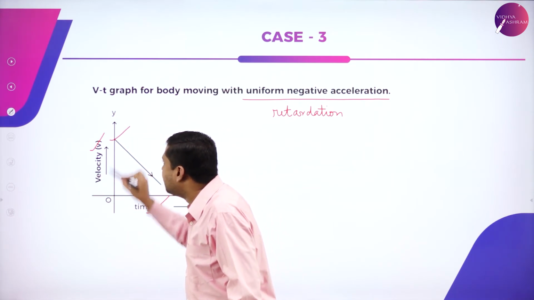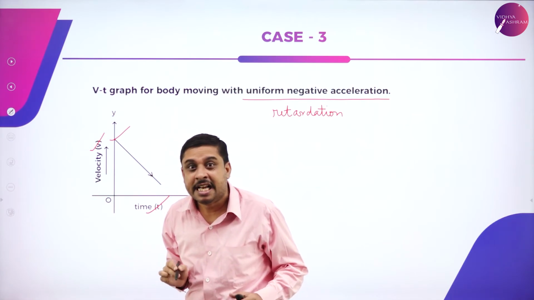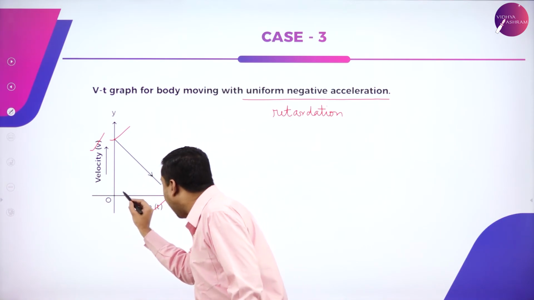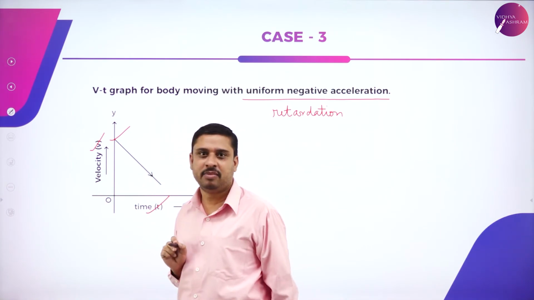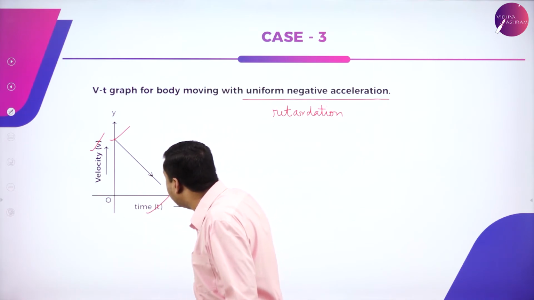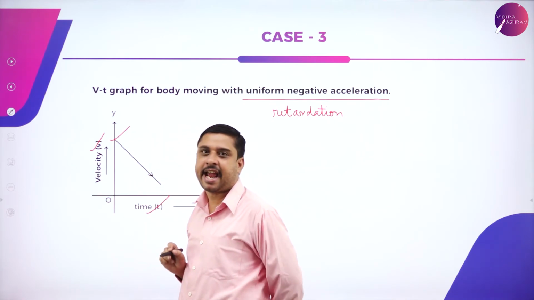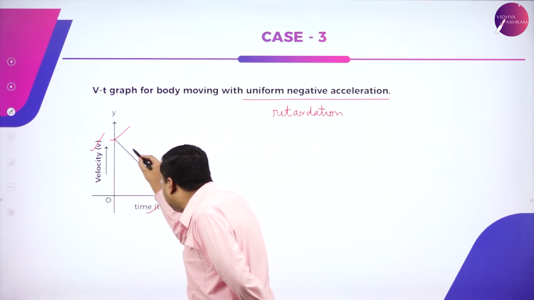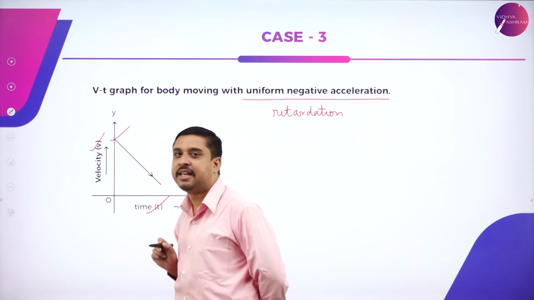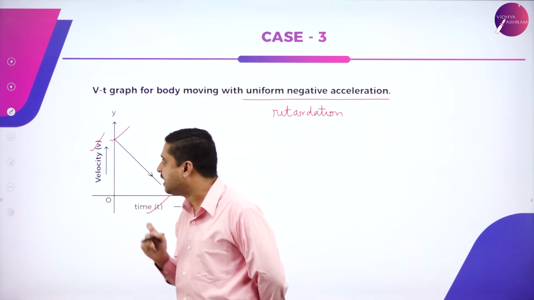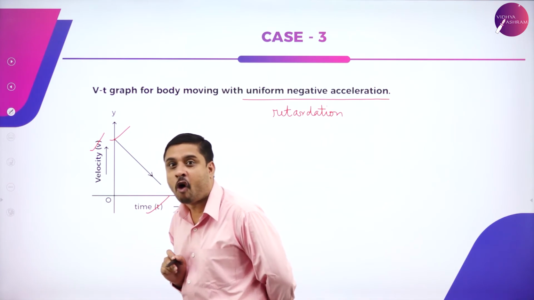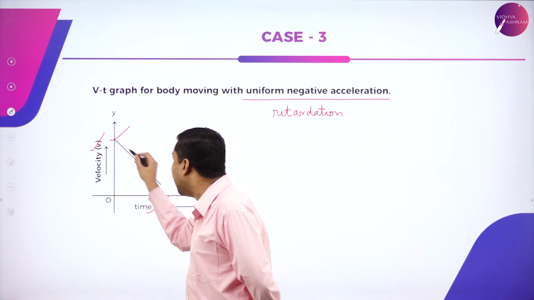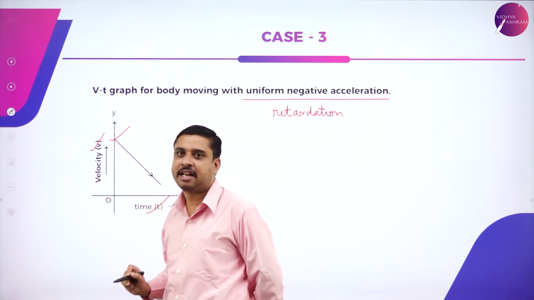initially the body has attained sufficient velocity. From there, with increase in time, it has to decelerate. Velocity has to decrease as time increases. And since it says uniform negative acceleration, it is uniform, again along a straight line.